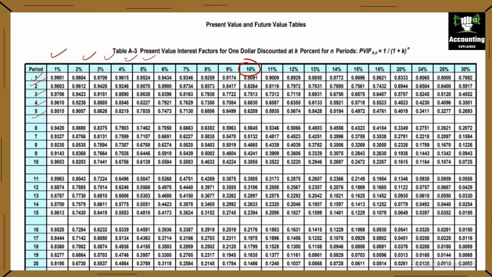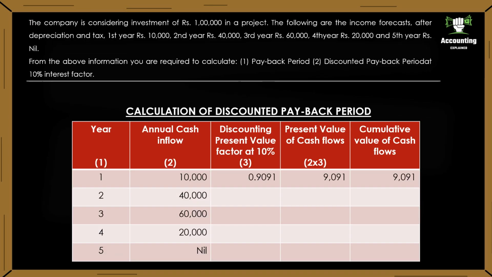At the end of the first year, it is 0.9091. We are going to take this to our table. From the table, we found out that the discounting present value factor at 10% is 0.9091. Now we are going to multiply 2 into 3. 10,000 into 0.9091 is 9,091. Cumulative value of cash flow, since it is the first year, will be the same, 9,091.